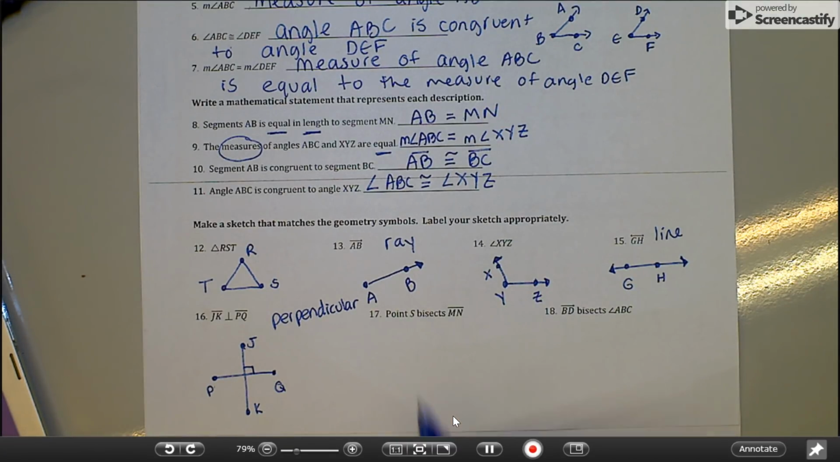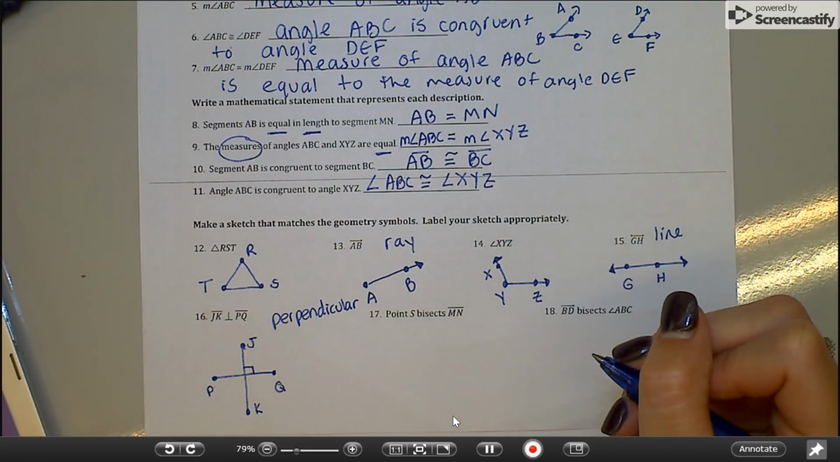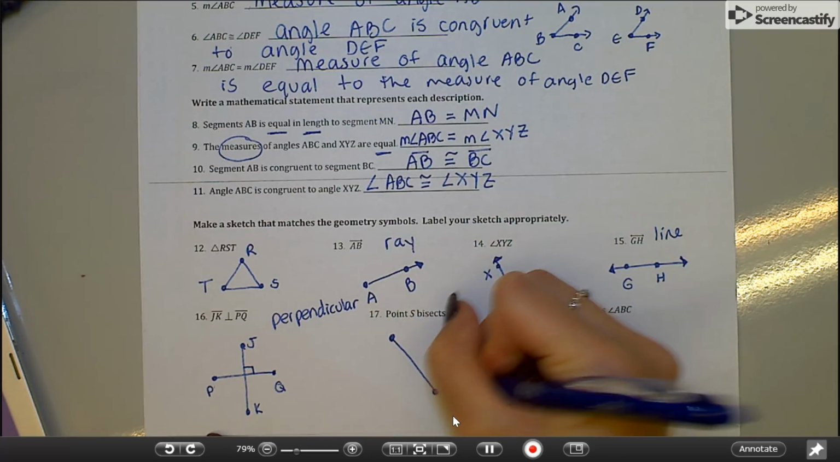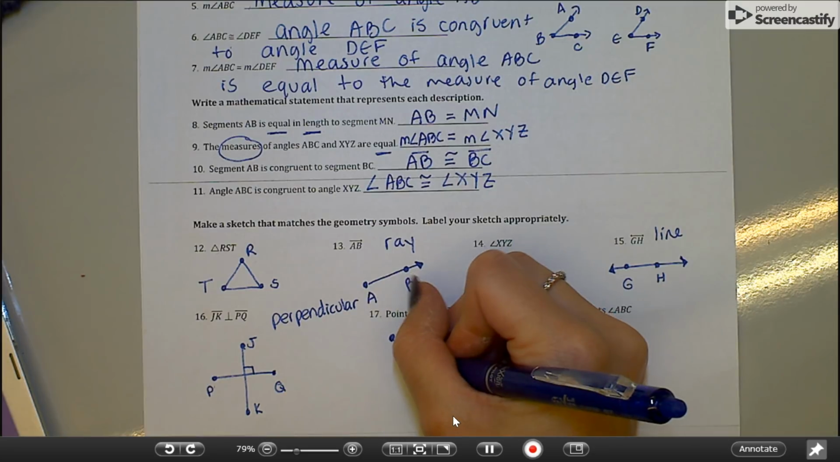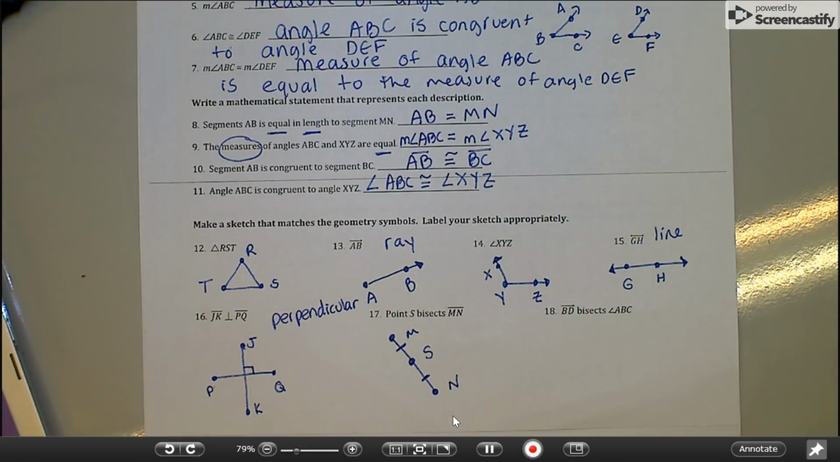Number 17, point S bisects segment MN. So bisect means to cut in half, okay? So if I make my segment MN, I know that the point in between them at S would divide these two pieces to be congruent. I made these tick marks to show that they are indeed congruent pieces.